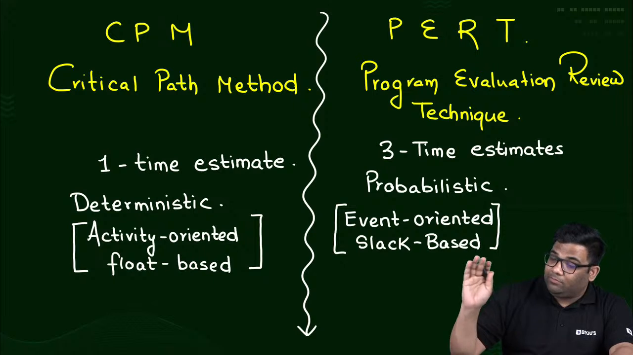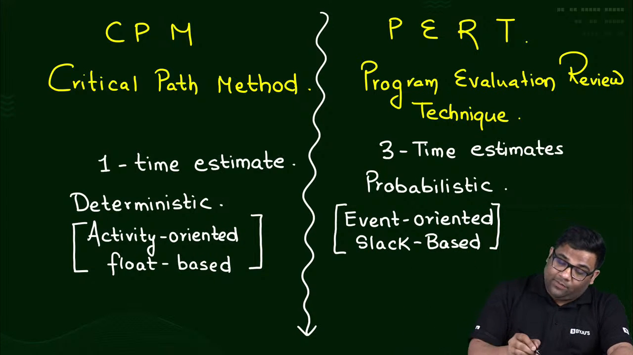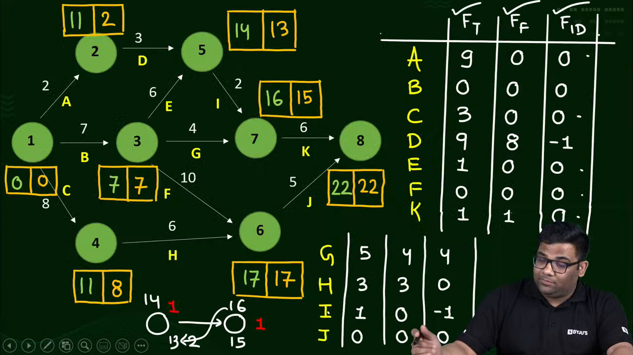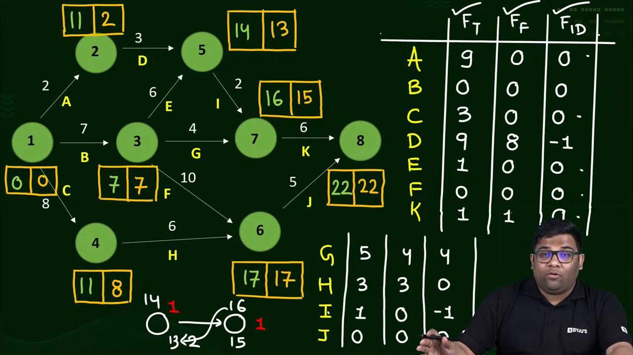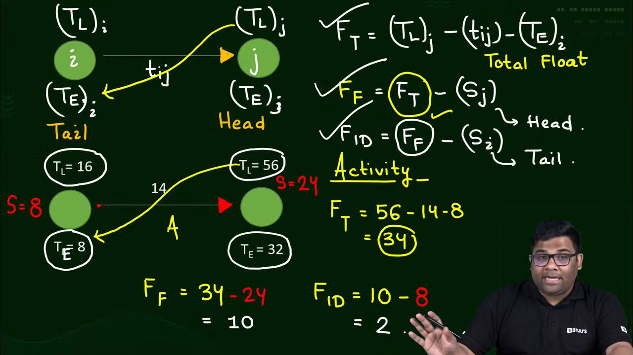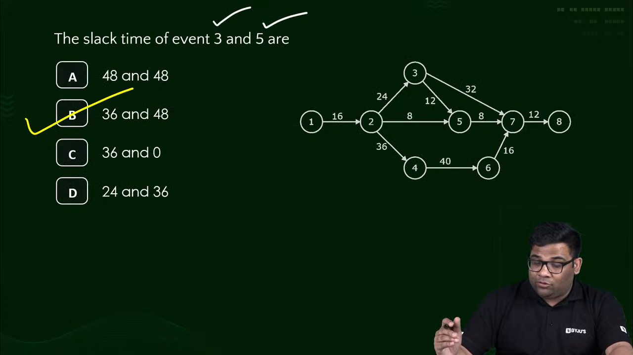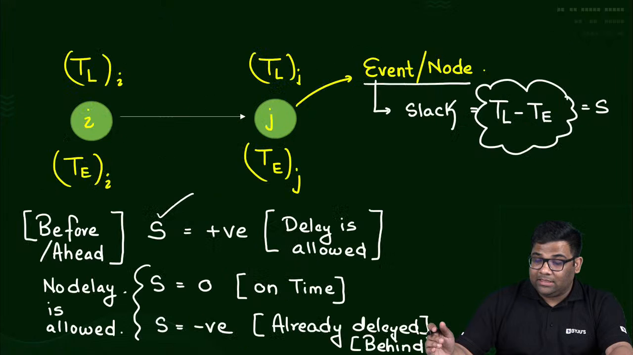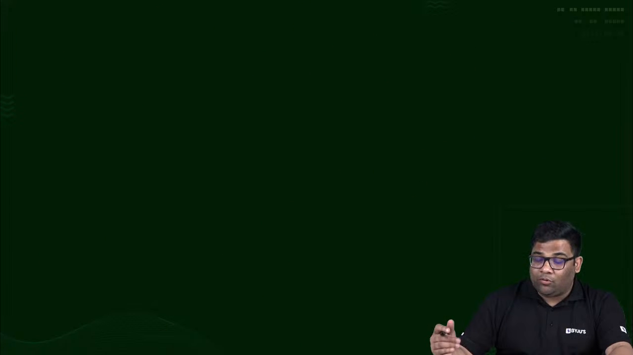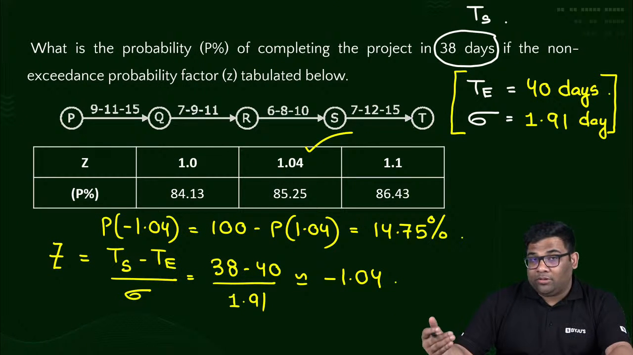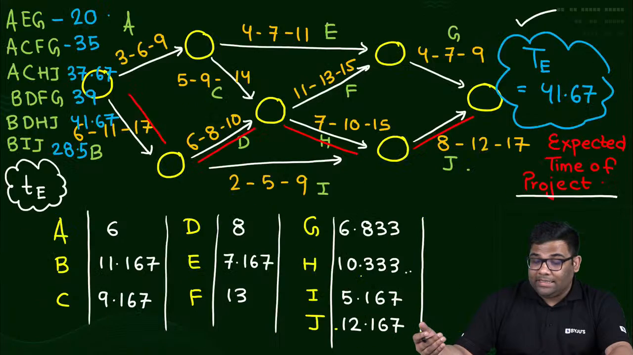So from construction planning management, which consists of critical path method and program evaluation review technique, some theoretical questions like this can be asked. They can ask you total float, free float and independent float. I taught you how to find them in short time. Then they can ask the slack of different events, and I also taught you how to find the slack. Before the slack, I taught you questions on probability, and for finding probability you should know the expected time of the project and sigma of the project. We learned how to find those things initially.